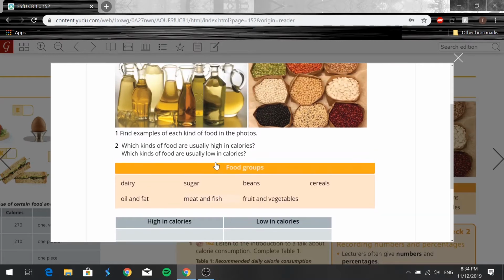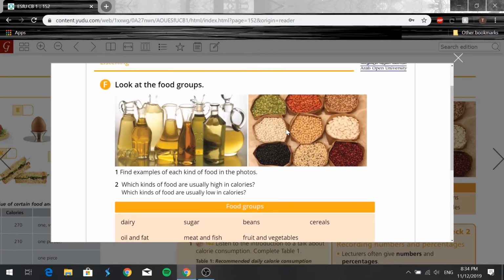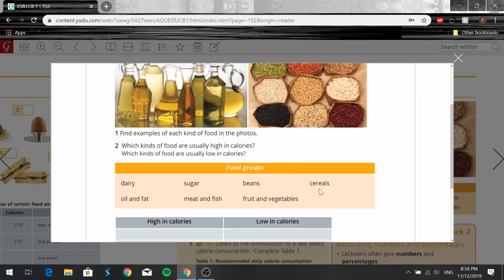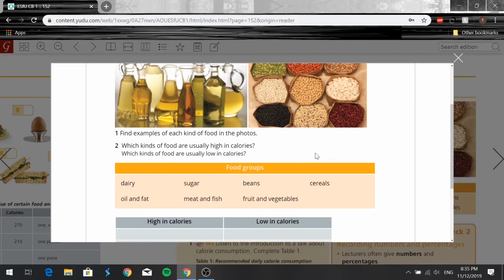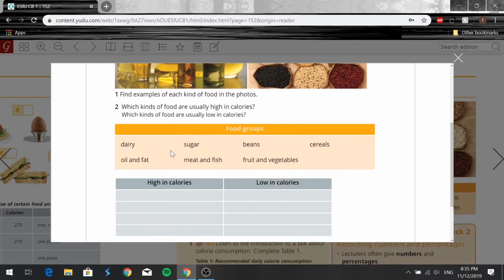Okay, so oil and fat in this case is right here. Meat and fish, we do not have meat and fish here. Fruit and vegetables, again, no fruits and vegetables here. Cereals, no cereals, but we do have beans. No sugar, and I can't see any dairy products. So, okay, that's that. Which kinds of food are usually high in calories? Well, this will require a little bit of research, but I know a few. Which kinds of food are usually low in calories?